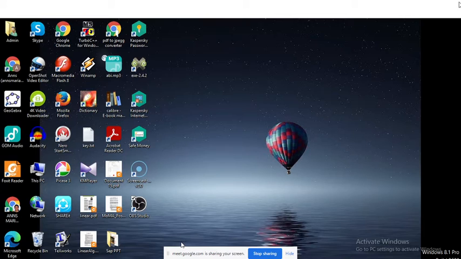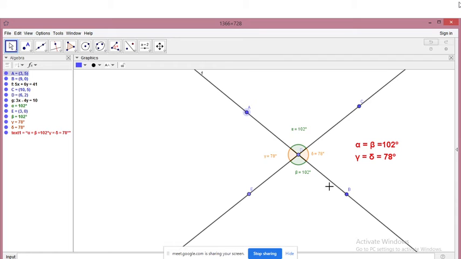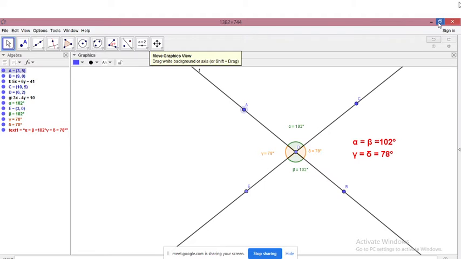And in the last class I asked you to draw some intersecting lines and measure the vertically opposite angles, right? Do you remember? So what did you find from that? Vertically opposite angles are equal, we found. Okay, you measured and you found.